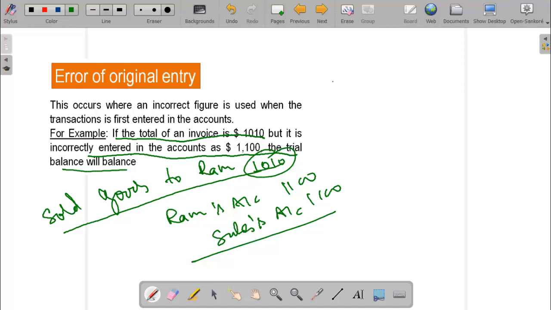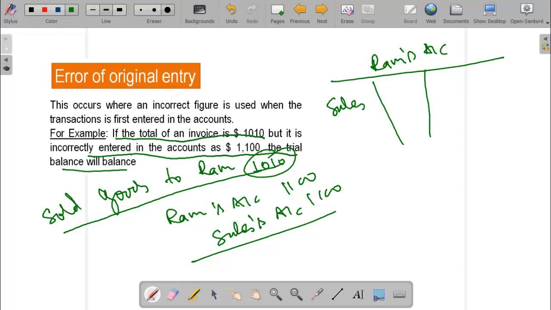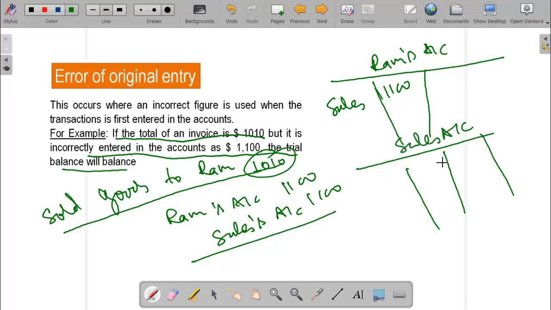Now see in the ledger. In the ledger I will open Ram's account, and as Ram's account is debited, on its debit side I will write sales with 1100. Then I will open the sales account in the ledger, and as the sales account is credited, on its credit side I will write Ram 1100. We know the amount is incorrect, but I wrote the incorrect amount on the debit side and on the credit side also.